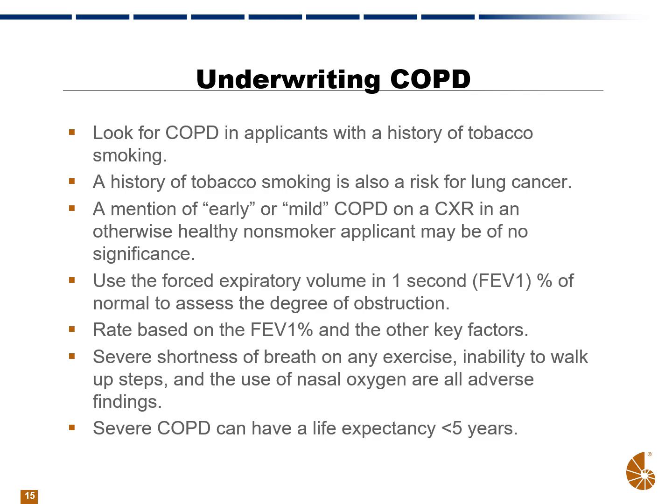If you have a pulmonary function study, you want to look for the FEV1, or the forced expiratory volume in 1 second, to assess the degree of obstruction when they try to exhale. So based on that FEV1 and other key factors, you can make a decision on how severe the disease is. And then severe shortness of breath on any exercise, inability to walk up steps, or the use of nasal oxygen are all adverse findings. And as we mentioned before, severe COPD can have a life expectancy of less than 5 years. So that would be a candidate that we may not want to make an offer on.